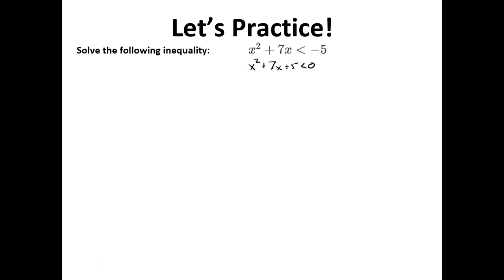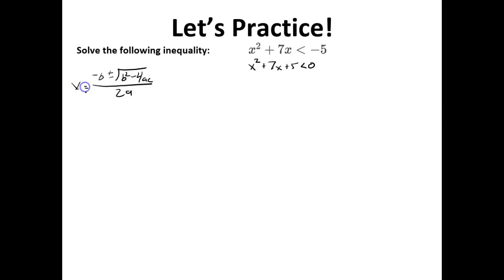I would solve again for where it's equal to 0. Where it's equal to 0, I'm going to check to see if I can factor this here. I don't think I can factor it, so I can either solve it by completing the square or using the quadratic formula. If I use the quadratic formula, it's negative b plus or minus the square root of b squared minus 4ac, all over 2a.